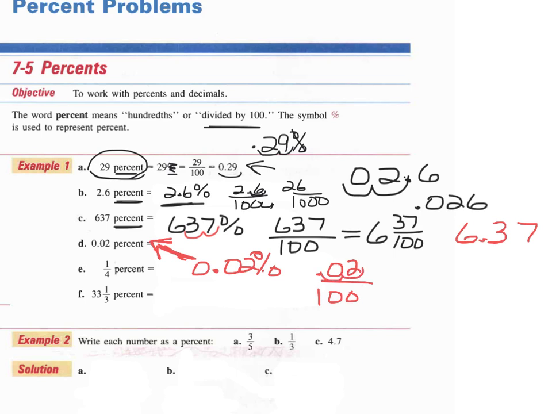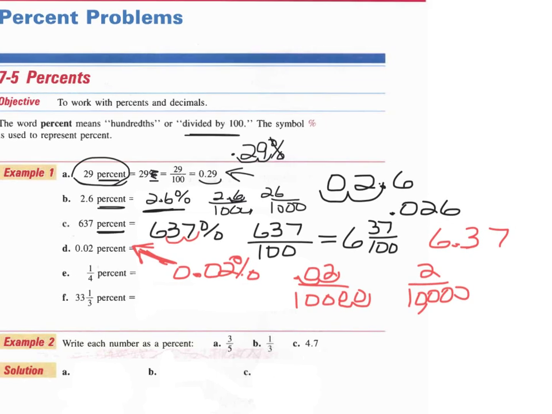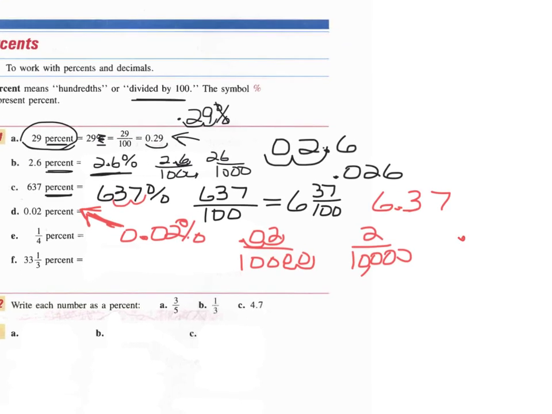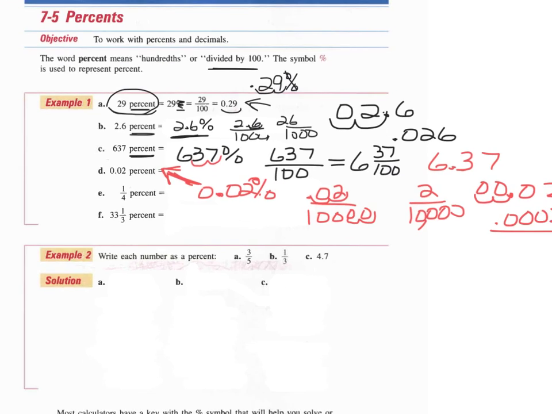Here I got to move it 2 times, so I need to move it 2 times here. Fill those baskets with eggs, and this will become 2 over 10,000. And then to make this into a decimal, we're still moving it 2 times to the left, even though there's a decimal point there. So right now it looks like this, and I need to move it 2 times to the left. So my decimal version of that percent is 0.0002.